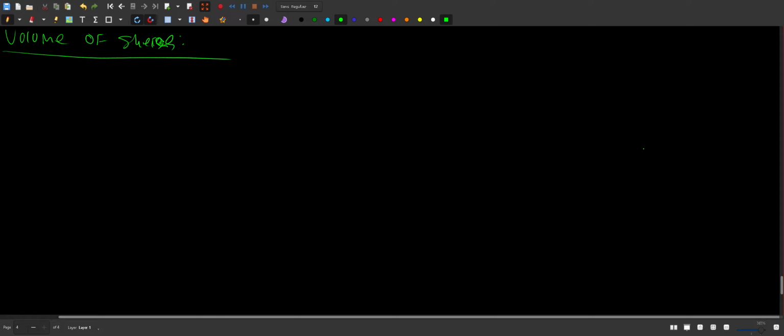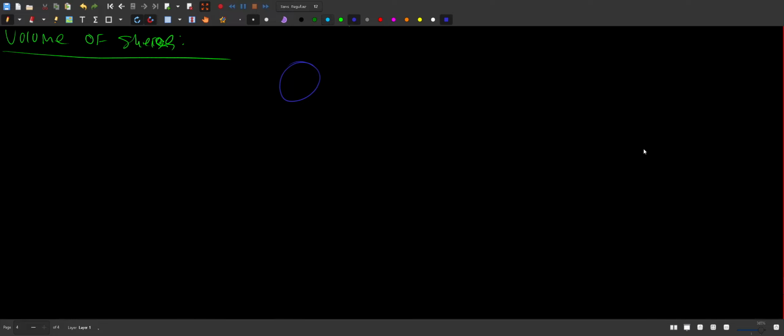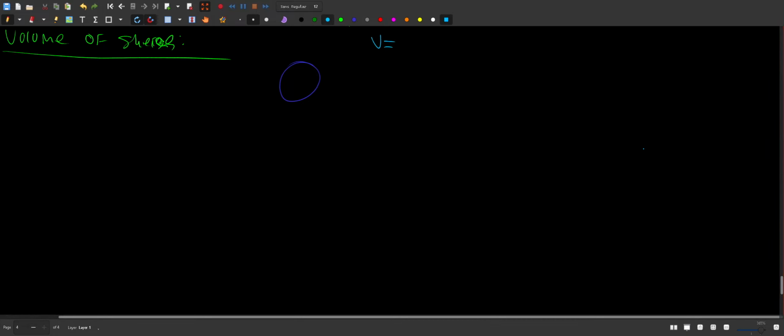Here we go. So let me draw a sphere. Well, pretend that's a sphere. Let's make it blue. There's our sphere. And the formula is volume is equal to 4 divided by 3, or 4/3, times pi r cubed. Pi times radius cubed. There we go.